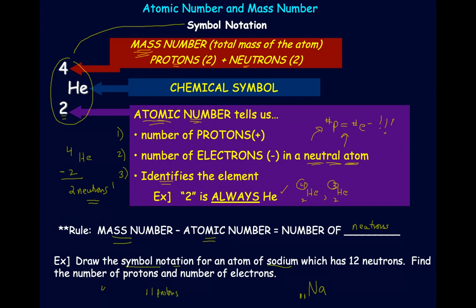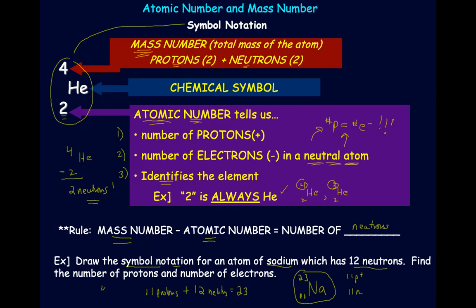Okay, now I know the top number is the protons plus the neutrons, plus 12 neutrons, okay, equals the number 23. So that number is going to go up here as number 23. Okay, so this would be the symbol notation for sodium that has 12 neutrons. Okay, so you would have 11 protons, okay, and 12 neutrons. Okay, you can think about it like that.